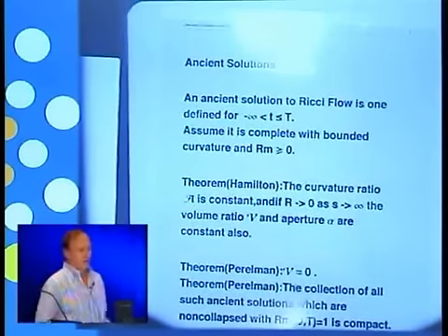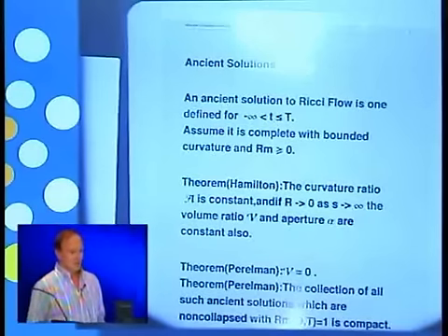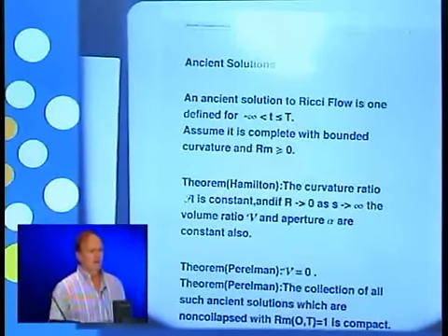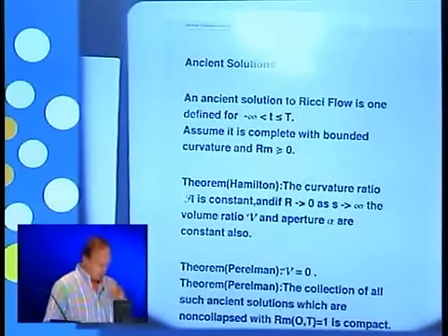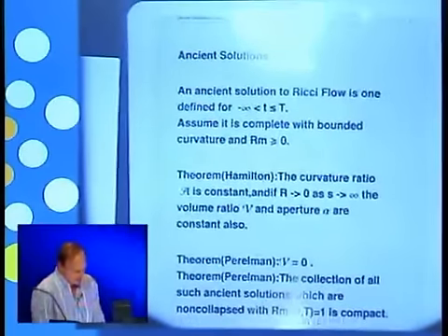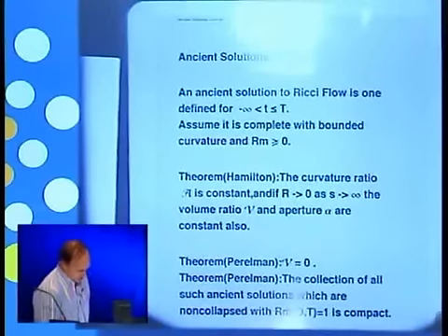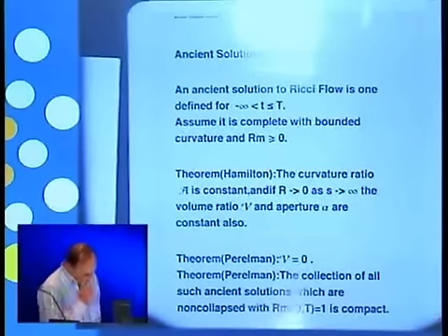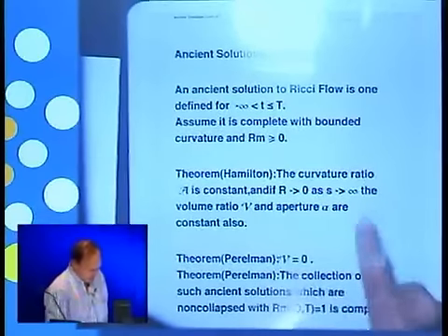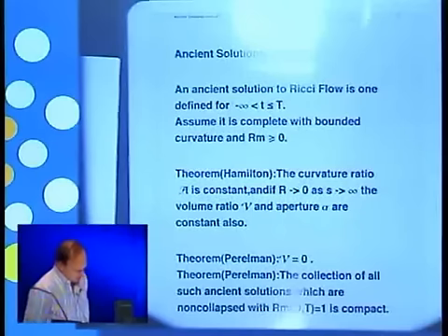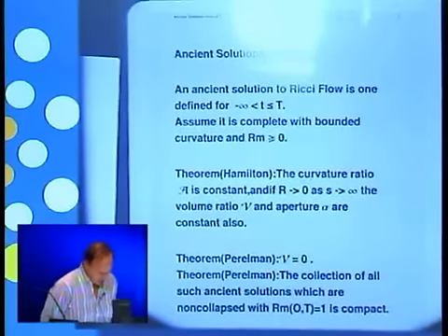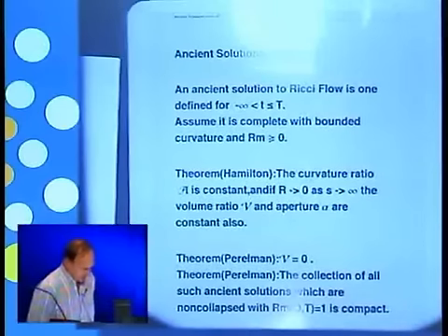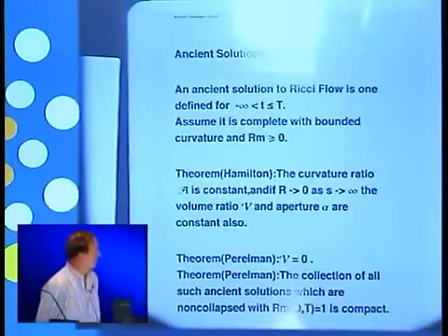So it turns out that there aren't many ancient solutions, and they're very special, and you can say a whole lot about them. And also, they come up a lot in the analysis of singularities when you do blow-up limits. And so we want to study the ancient solutions. What you can show about the ancient solutions is, well, I showed the curvature ratio is constant, and if the curvature goes to 0 as s goes to infinity, the volume ratio v and the aperture alpha are constant also.